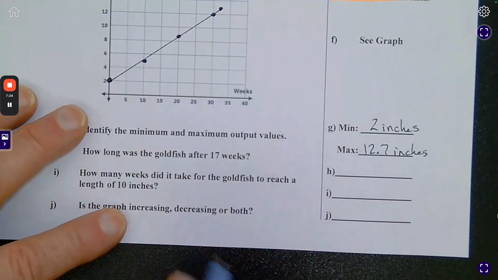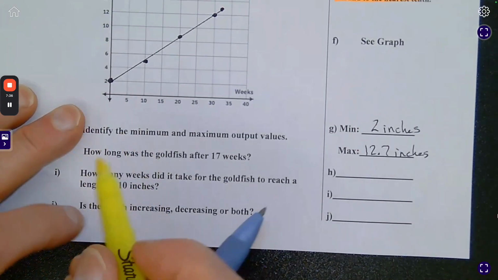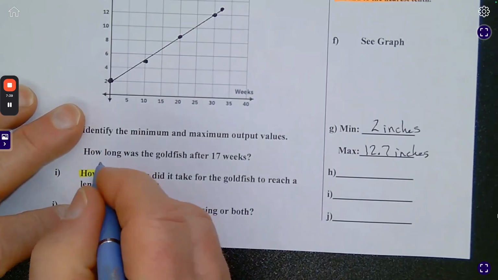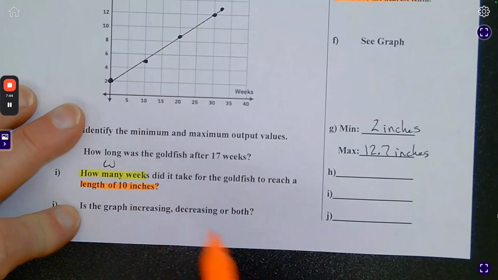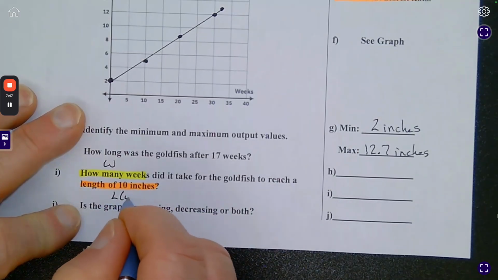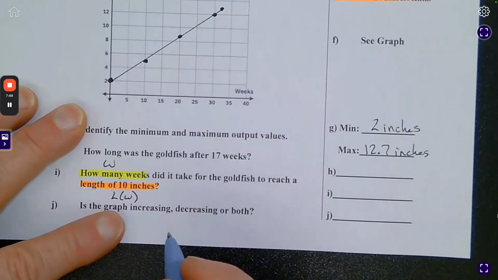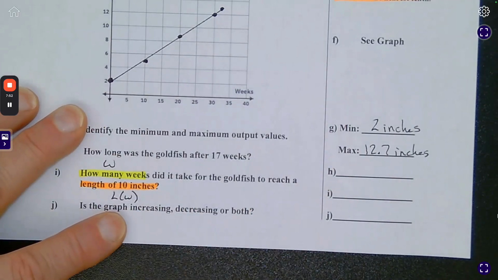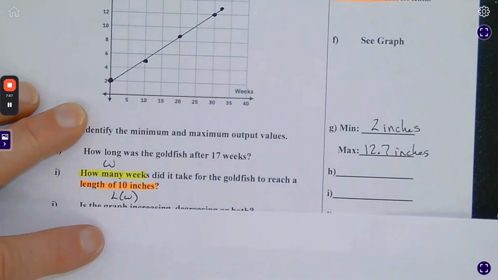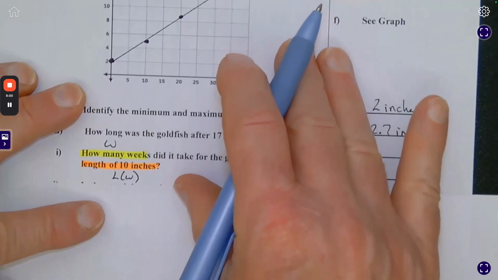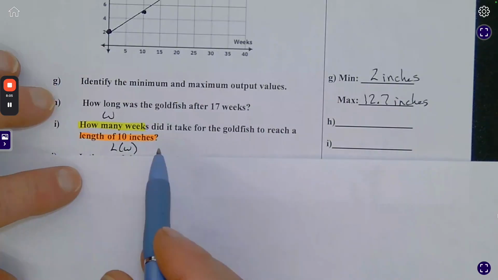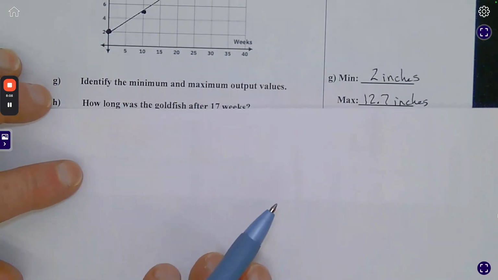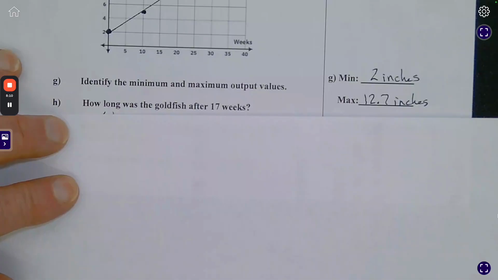Oh, okay. So notice what they're saying here. How many weeks? So that's W. And then they say length of 10 inches. That's L(W). So I'm going to go to my model, and I'm going to input a value for L(W), not for W. So here's what that looks like. Did I miss one? I did miss one. I'm going to go back up to H real quick. I'm sorry. So 17 weeks.